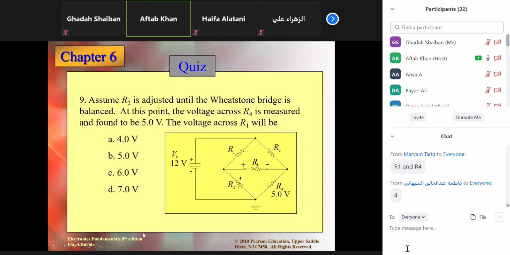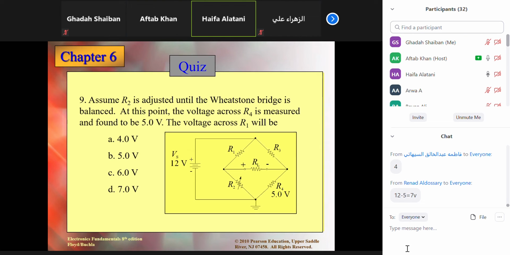Okay, now see this one. So this time assume R2 is adjustable and the Wheatstone bridge is balanced. Now it is balanced. At this point, the voltage across R4 is measured and found to be 5 volts. What is the voltage across R1 now? And they are saying the Wheatstone bridge is balanced now. Same path, right? So 12 minus. Yeah, we can apply the same path.